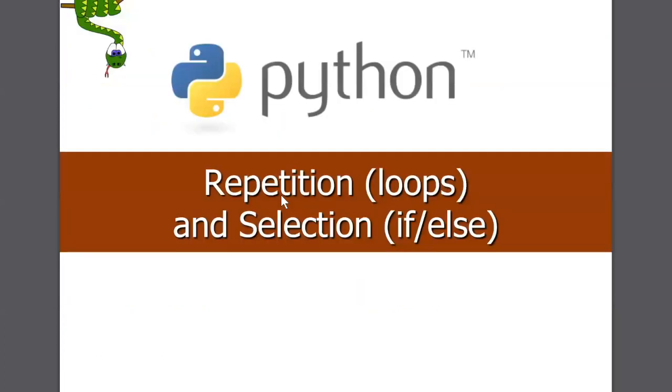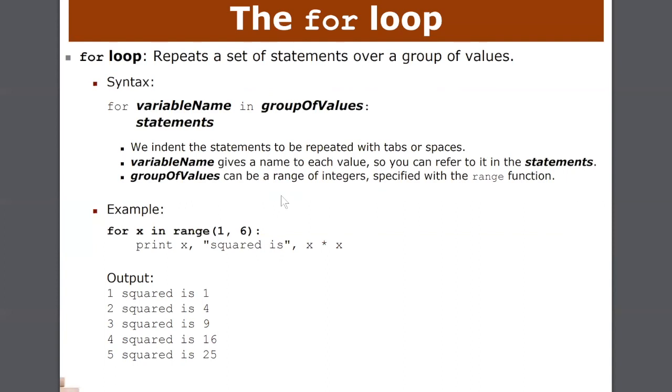Okay, so now let's move on to loops and if else statements. So we have two different loops in Python. The first one is a for loop. So a for loop, basically, let's take this example first. So for x in range of 1 to 6. So we're setting a variable x to be going from the range of 1 to 6. So basically 1, 2, 3, 4, 5, and 6, right?